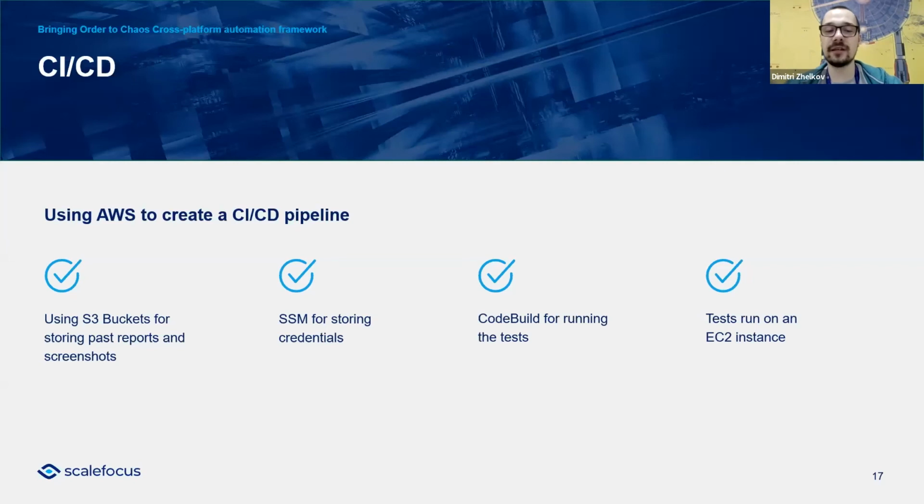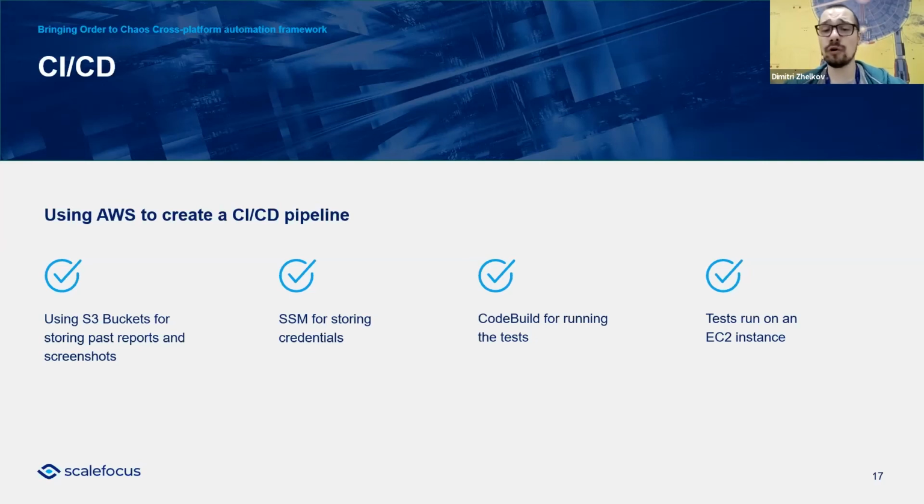So we're using the S3 buckets for storing past reports and screenshots. There are also optional flags on the tests themselves if we want to save screenshots from the mobile and web apps. That's all enabled. Then we're using the SSM from AWS for storing all the credentials or the sensitive information that we have. They're all stored there.